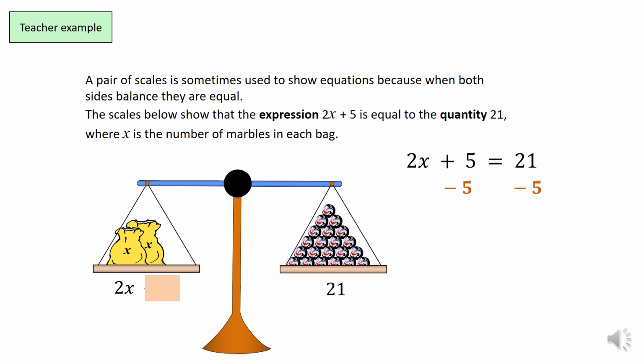Okay, if we didn't take away this 5 here, then it wouldn't weigh the same anymore. The 21 would be more, and therefore the equation is not balanced. So we had to take away 5 from there. Okay, so what are we left with? What are we actually left with?